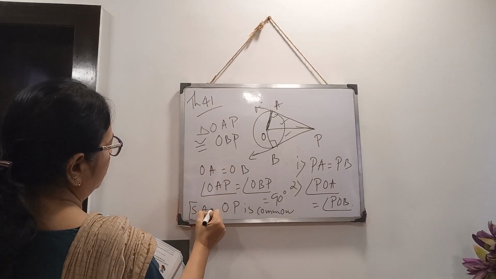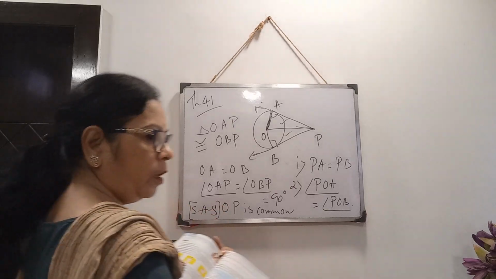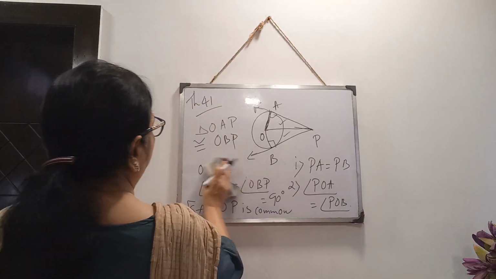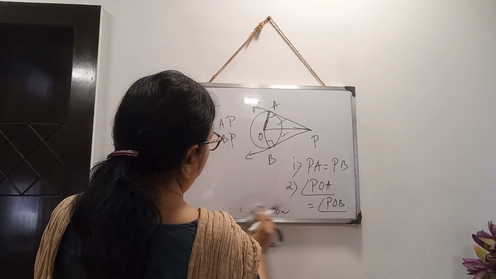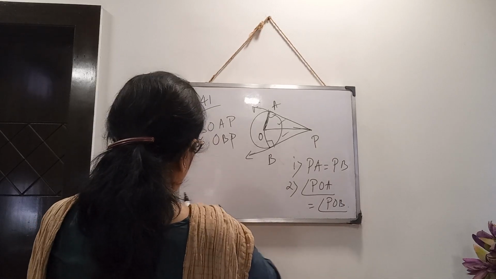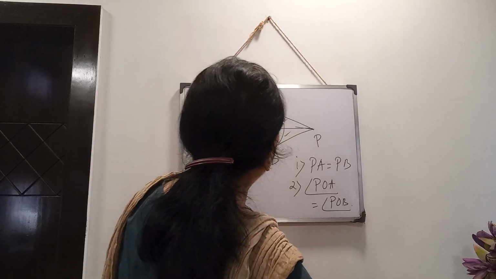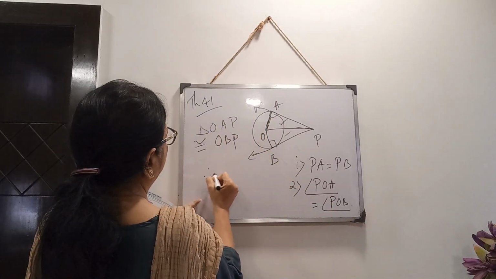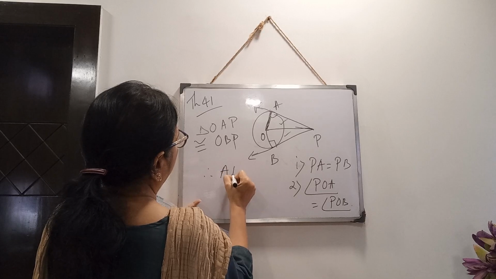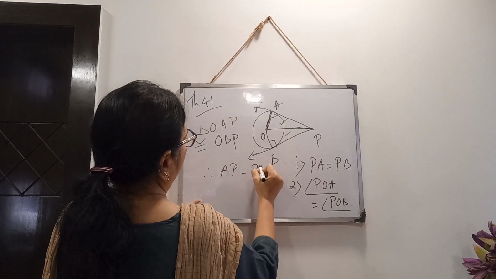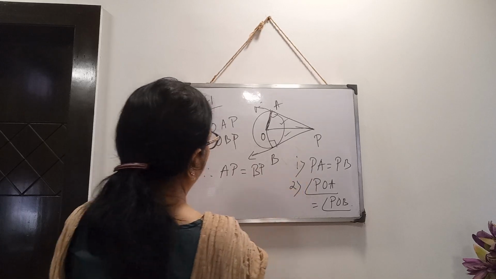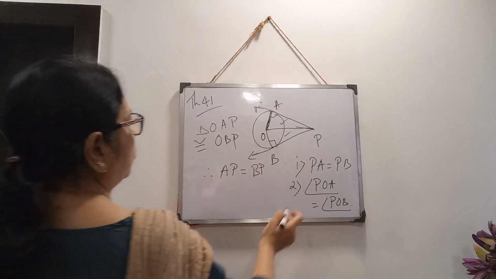Side angle side congruency. So, when we are getting that these two triangles are congruent, from there we can write that corresponding sides of congruent triangles are equal. So, from here we can write that number 1 is AP equals BP, or PA equals PB, anyhow you can write this. So we have got this.